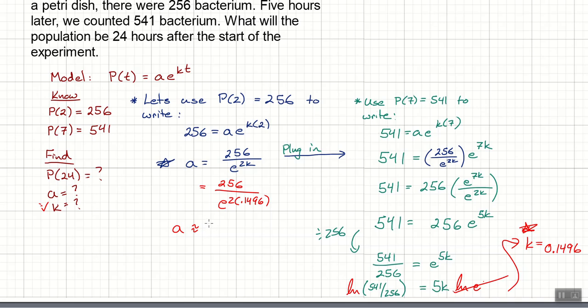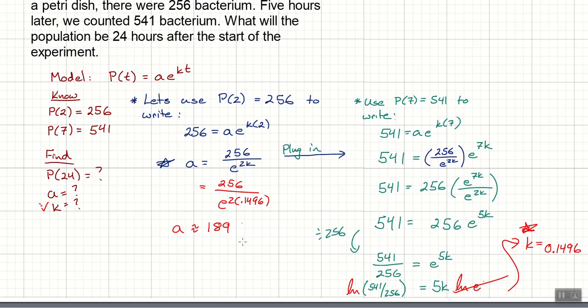189.80. So 189.80, and then let's think this out. 189.80 initial bacteria. Can you really count 0.80 of a bacteria? So it feels unnatural, but I'm going to round this down to 189, right? 189 bacteria. This is my initial population. We started with this many.